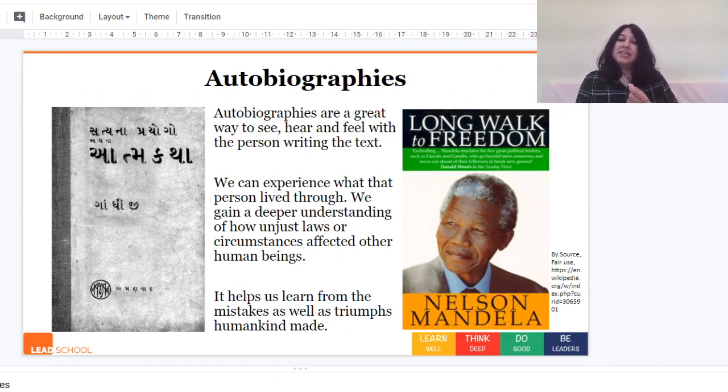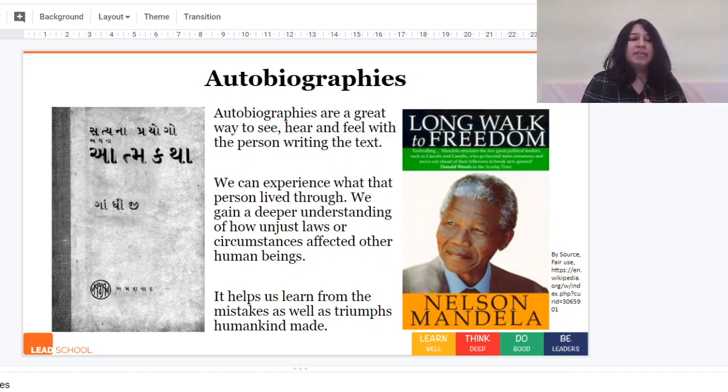So autobiographies are a great way to see, hear, and feel with the person writing the text. So in the last class we discussed autobiographies and biographies, right, which are part of non-fiction texts, and how they are written from the first person point of view, from the point of view of the person writing that particular book. So we can experience what that person lived through. We gain a deeper understanding of how unjust laws or circumstances affected other human beings. It helps us to learn from the mistakes as well as triumphs humankind has made.